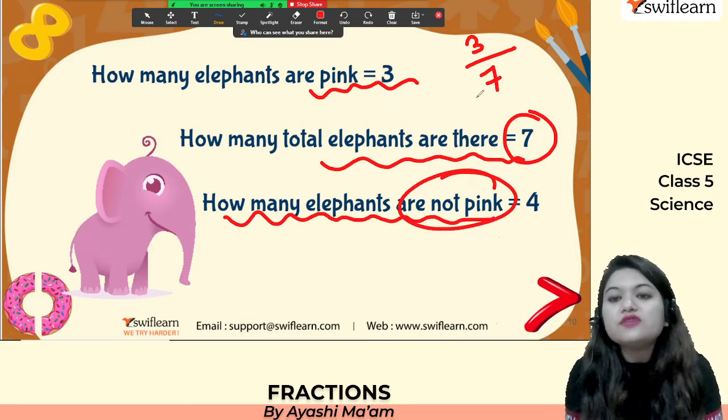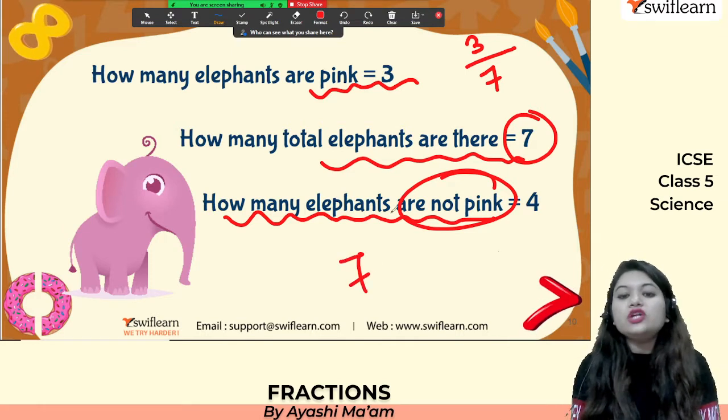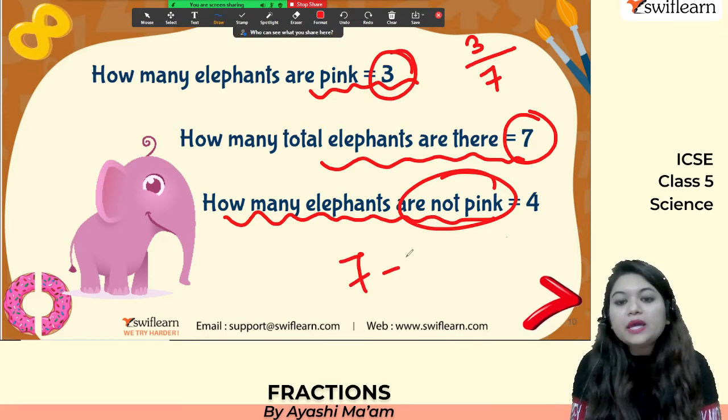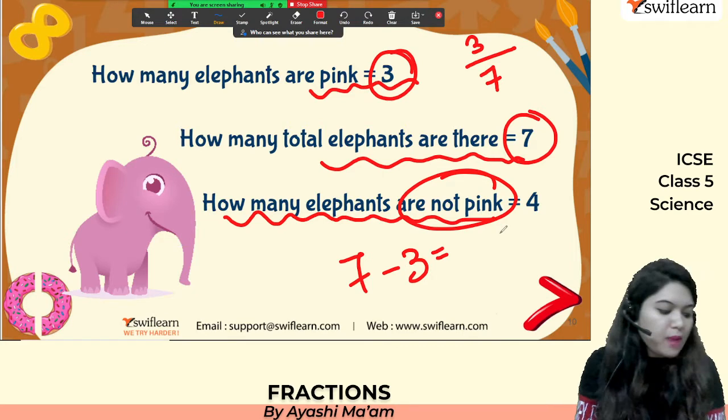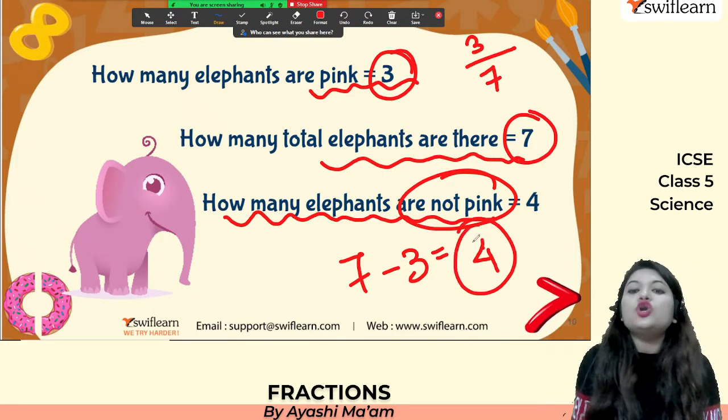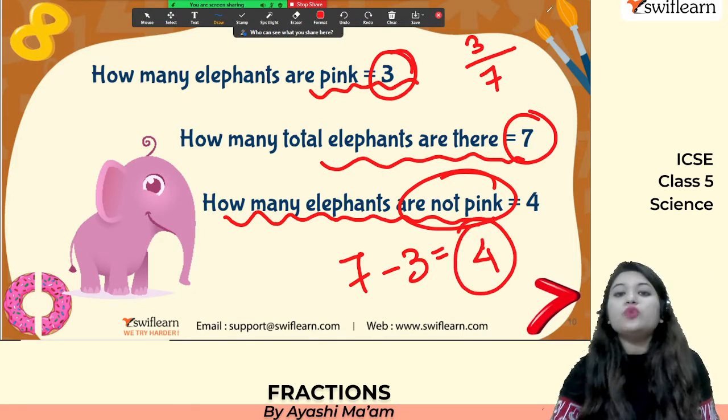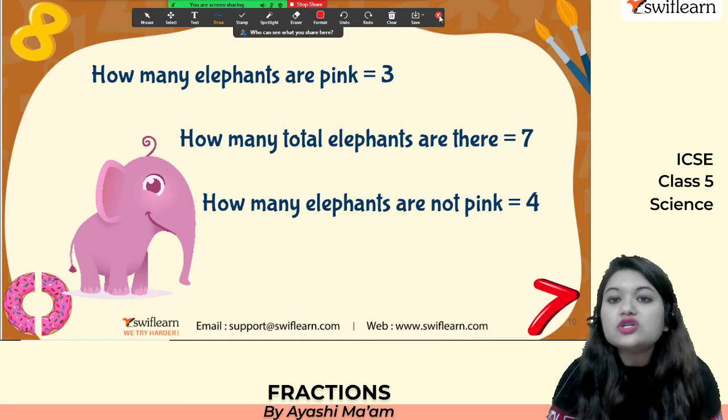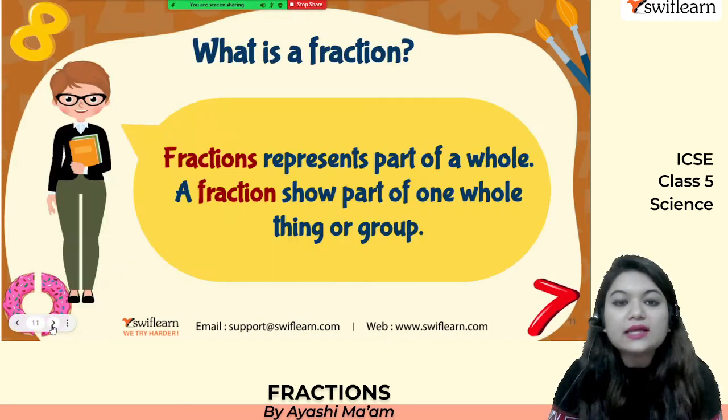With the help of this information: if there are 7 total elephants and 3 of them are pink in color, so definitely 7 minus 3, 4 elephants are not pink in color. Okay, so we can get so many pieces of information by looking at this one single fraction.